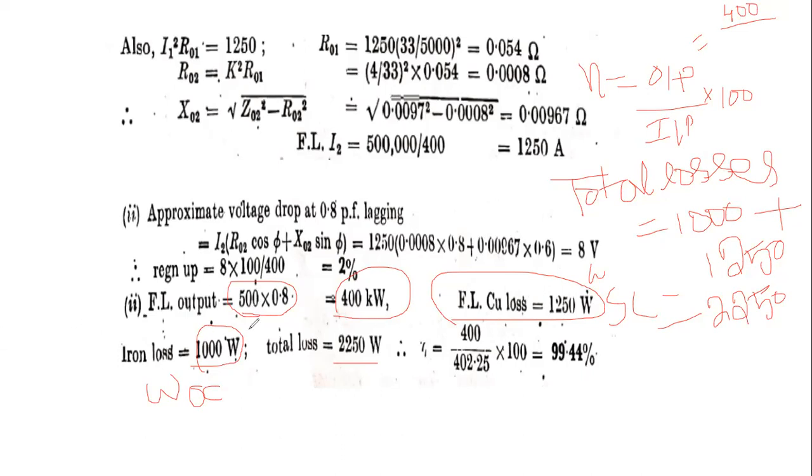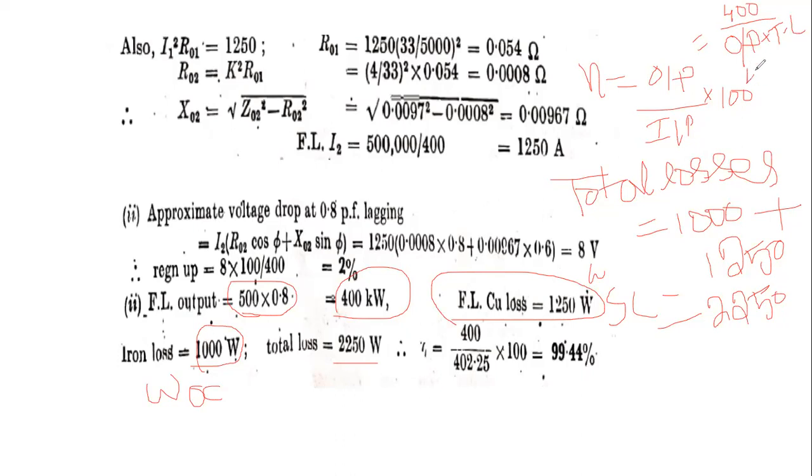What is the formula for output? KVA into power factor. Therefore output is equal to 400 by input. What is the formula for input? Output plus total losses. Output plus total losses, then we obtain the input.